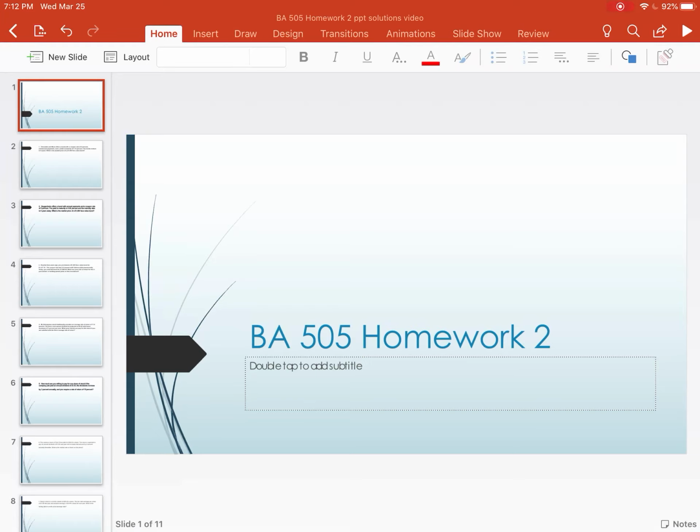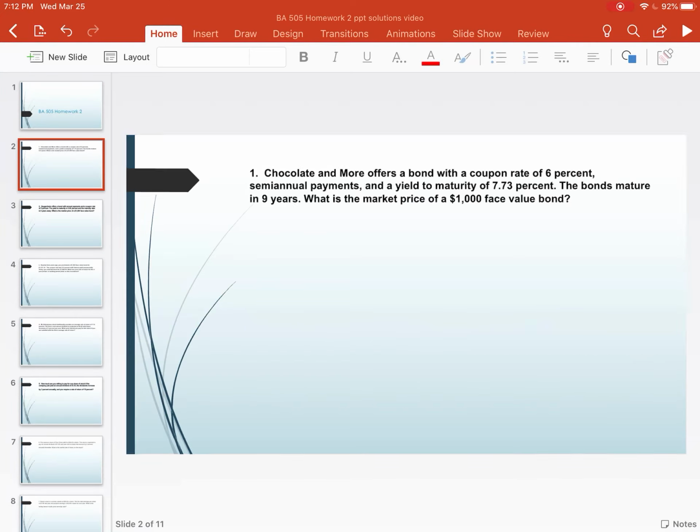BA505 homework number 2. I wanted to walk through these problems with you so that you can see exactly how to work these problems, and we'll be flipping back and forth between this screen and the calculator screen. So, just so you're aware, that's why I'm going to be working these problems, so that you can understand how to use the calculator if you wanted to.